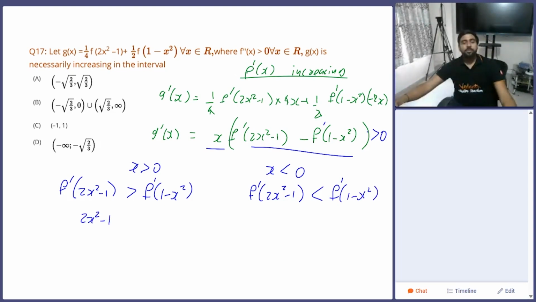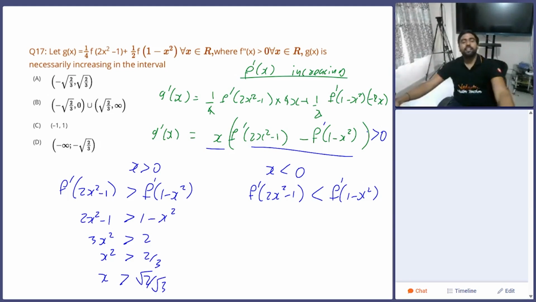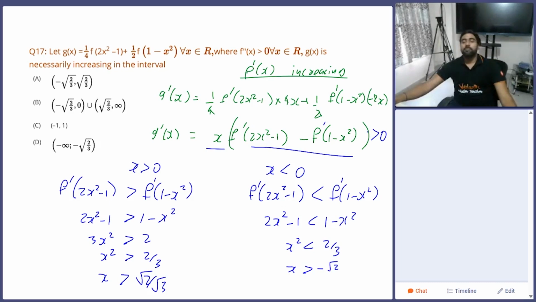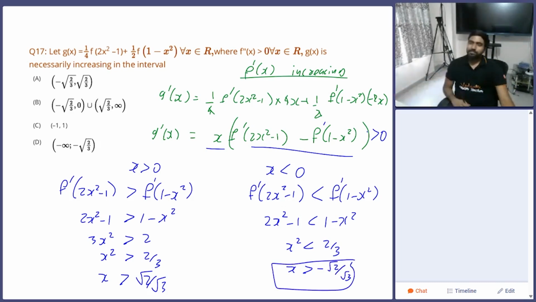So what do you have over here? You have 2x square minus 1 greater than 1 minus x square, which gives you 3x square is greater than 2. That's x square greater than 2 by 3. Now, because we are only thinking about positive terms, I'll directly say that x is greater than root 2 by root 3. Then in the other interval, it's the same. It's exactly in the opposite sign. So here I will get that your x square is less than 2 by 3. And as I'm only talking about negative values, I'll get the expression where x is actually greater than minus root 2 by root 3. Basically, between minus root 2 by root 3 and root 2 by root 3, you have the expression, right? Take the intersection, x greater than 0, x greater than root 2 by root 3. So I will say that this is root 2 by root 3 comma infinity.